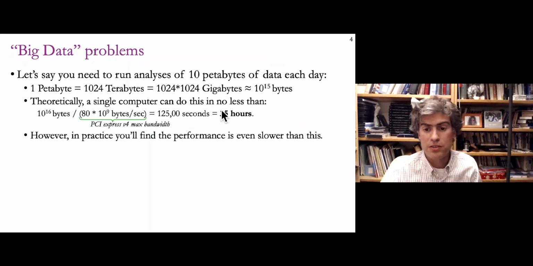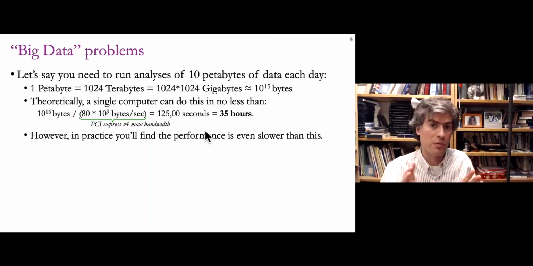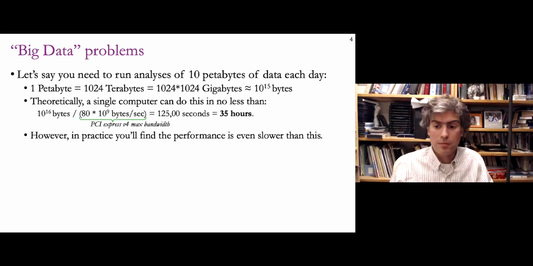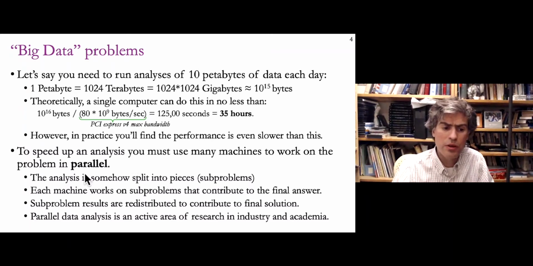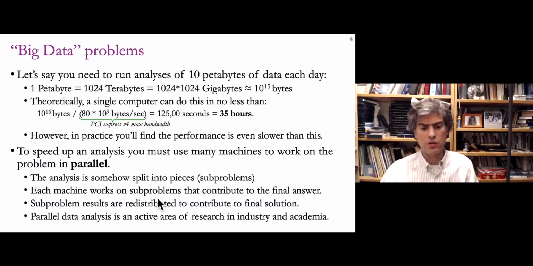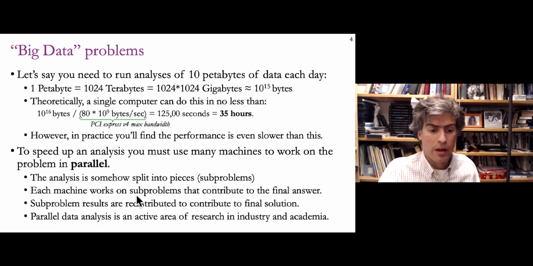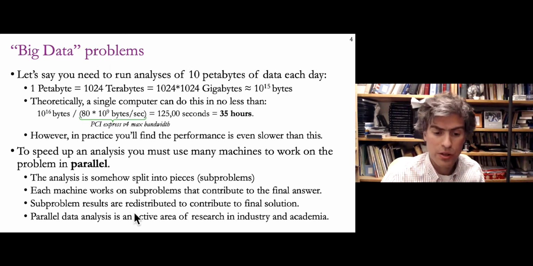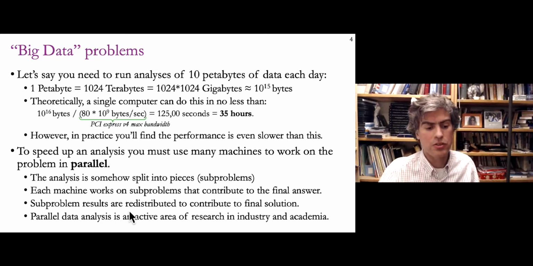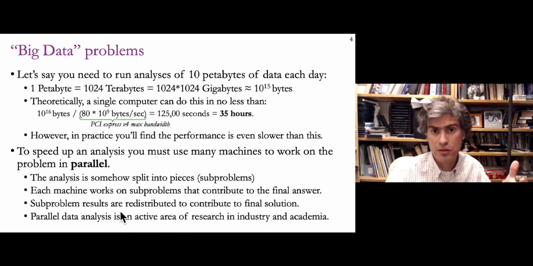If you want to get that done faster than 35 hours, then you need to somehow split up the work across multiple machines and work on it in parallel. So we want to do analysis in parallel. And so we split the problem into pieces somehow. I mean, how exactly you do that will depend on the problem. You have a bunch of machines that will split that work. They'll work on subproblems that contribute to the final solution. And we have to somehow redistribute intermediate results in working toward the final result.